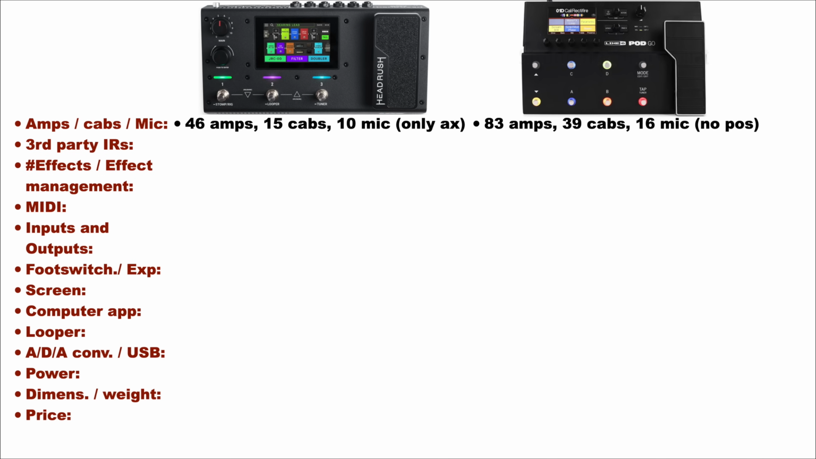First of all, in the MX5 we have 46 amps, 15 cabs and 10 mics, where you can set only if the mic is on axis or not, but not the position or distance. On the other hand, in the PodGo we have 83 amps, 39 cabs and 16 mics, where you can change the distance of the mic but not the position. I would give the thumbs up to the PodGo as it offers more amps and cabs.